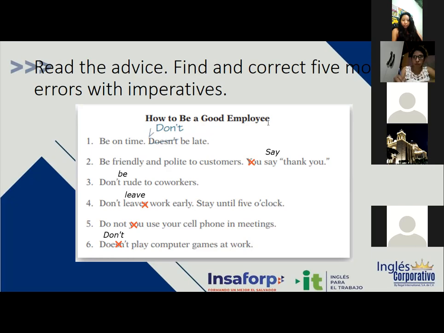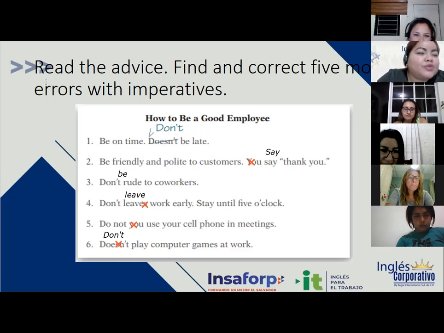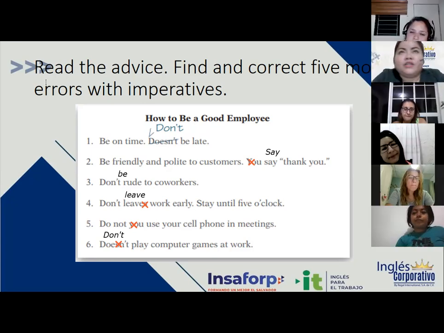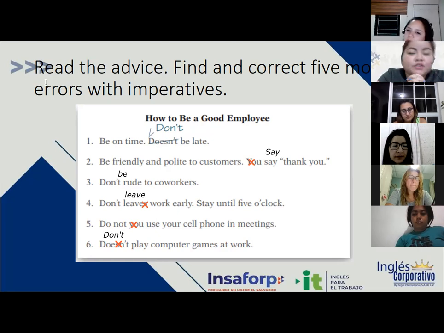Teacher, for me, the exercise was difficult. ¿Qué parte se le hizo más difícil? Number three, let me check. Don't be rude. Oh, okay, yes. In that case, what we need to do is to identify what are the elements of the imperative, right? We know that the first thing is the verb. Lo primero que tenemos que tener es el verbo. Entonces, identificamos qué tipo de palabras encontramos en esa oración. Como no tenemos un verbo, entonces esa es la parte que nos hace falta.